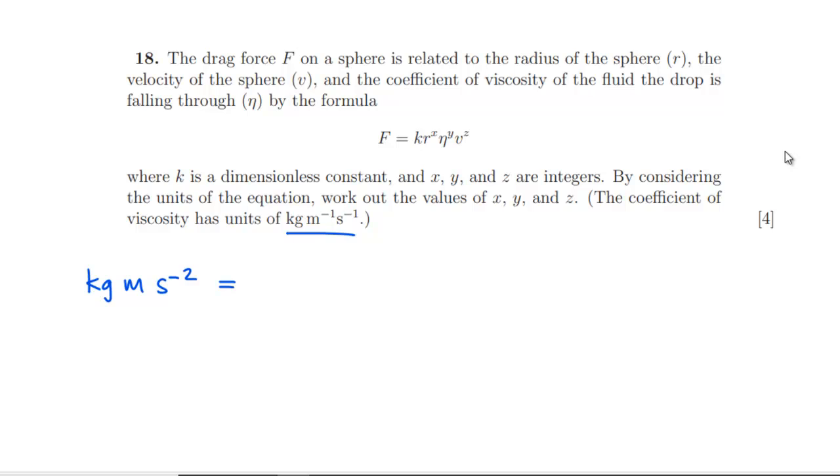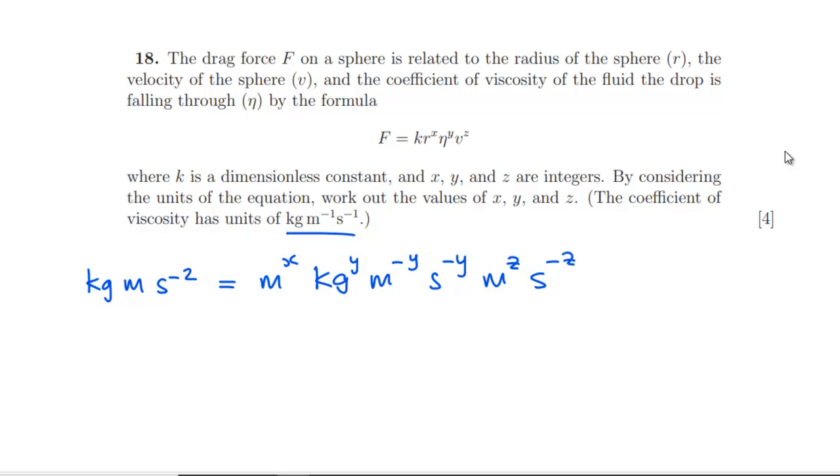R is radius, so we've got meters to the power of X. Then we've got this viscosity thing, which they've given us as all of this to the Y. So we're going to have kilograms to the Y, meters to the minus Y, and seconds to the minus Y. And then we've got a velocity to the power of Z, so we'll have meters to the power of Z and seconds to the minus Z.